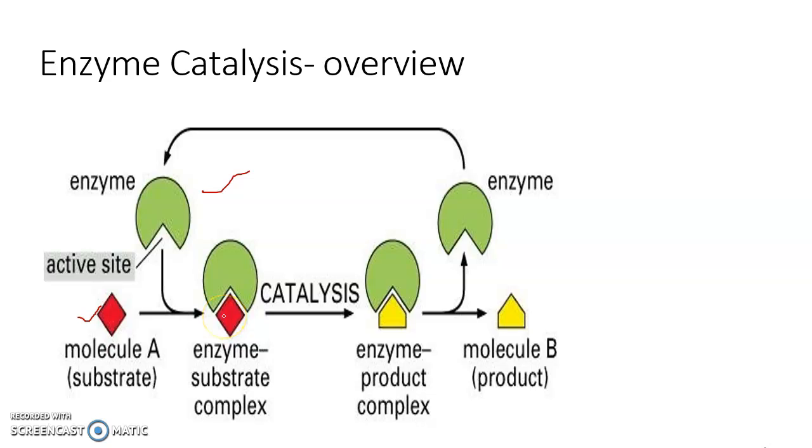Here the color and the shape of the diagrammatic representation are different, because it is a product. This one is the starting material and this one is the product. That's why we represent them as molecule A and molecule B. Molecule A is the substrate and molecule B is the product, and now the enzyme is free again. So this is just an overview of enzyme catalysis, or enzyme activity, with the diagrammatic representation.